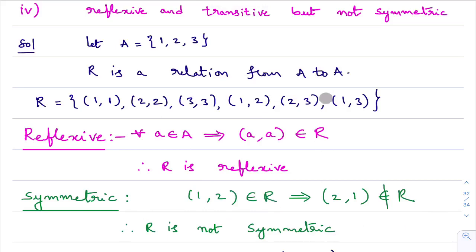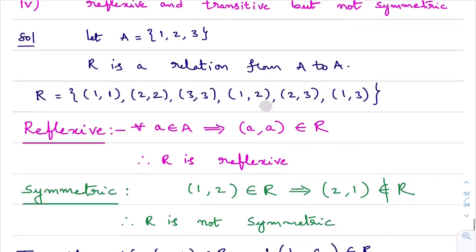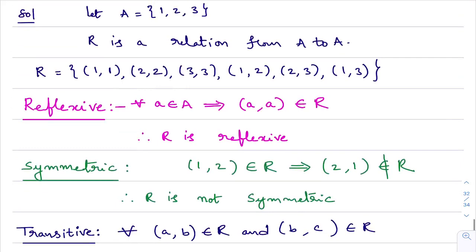Now, I need an example which is transitive. Transitive means you have to check very carefully. What I'll do is check the first ordered pair. You see, this ends with 1. Now you identify the other ordered pairs which begin with 1. I'm checking the transitive relation for this ordered pair.